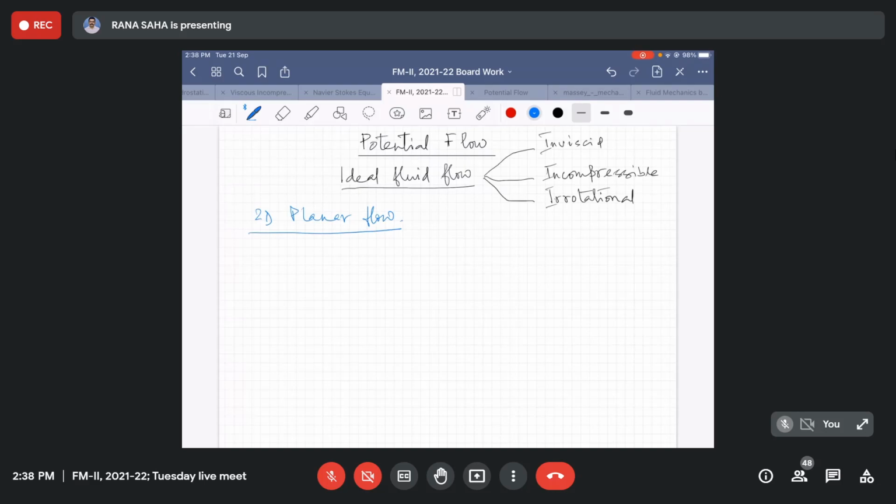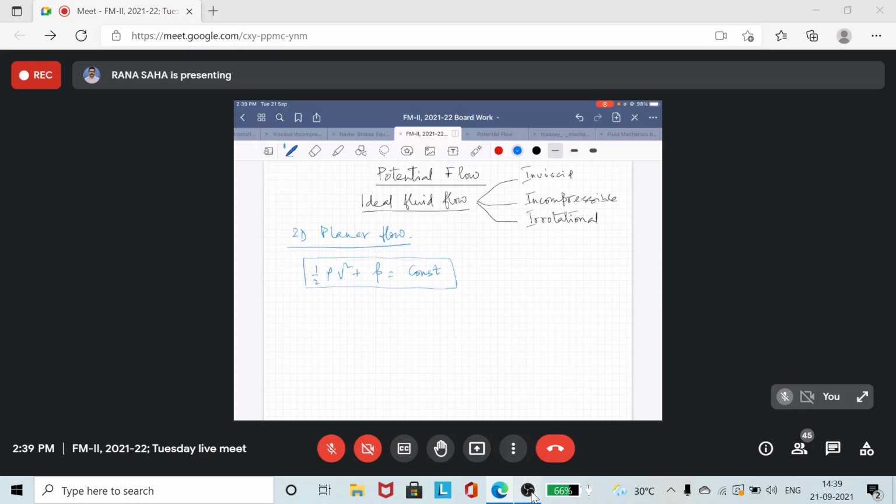that the governing equation can be framed, which I think you have already seen, that ultimately it leads to this form, half rho v square plus p is equal to constant. So this is the form which can be obtained using the different assumptions, particularly I think this irrotationality condition, that is curl of the velocity equals to 0.